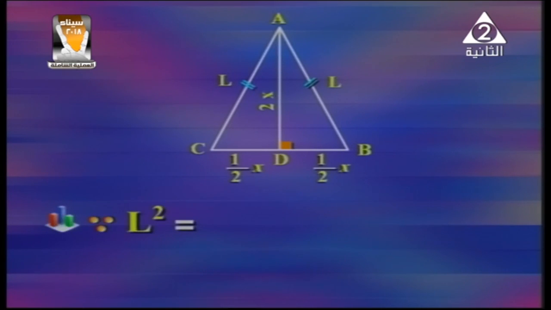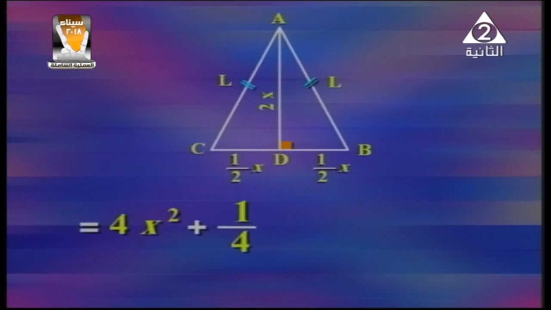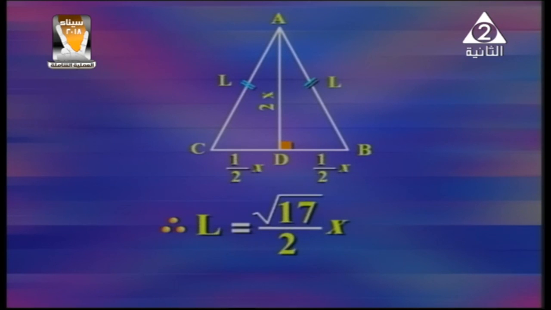Now L squared equals what? Look at triangle ABD, which is a right angle triangle. By the Pythagorean theorem, L squared equals (2x) squared plus (half x) squared, which equals 4x squared plus quarter x squared, which equals 17 over 4 x squared. This is L squared, then L equals root 17 over 2 times x. This is the relation between L and x.